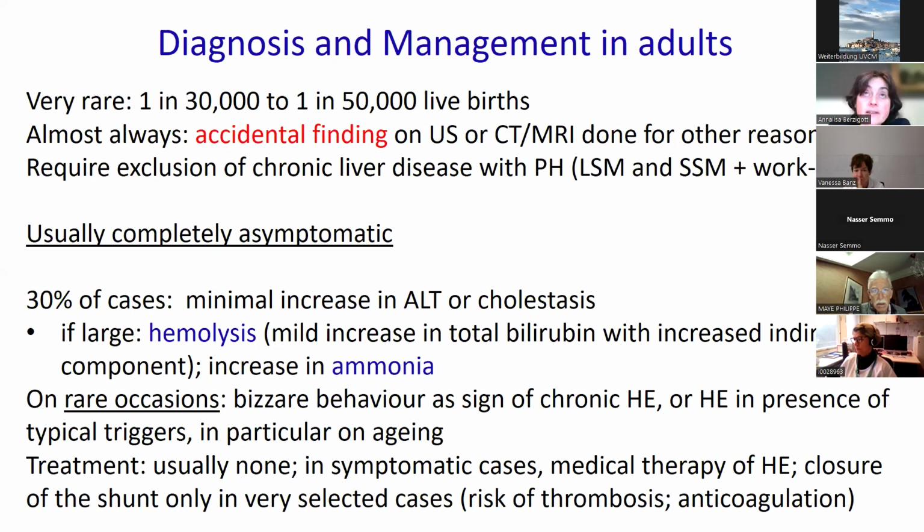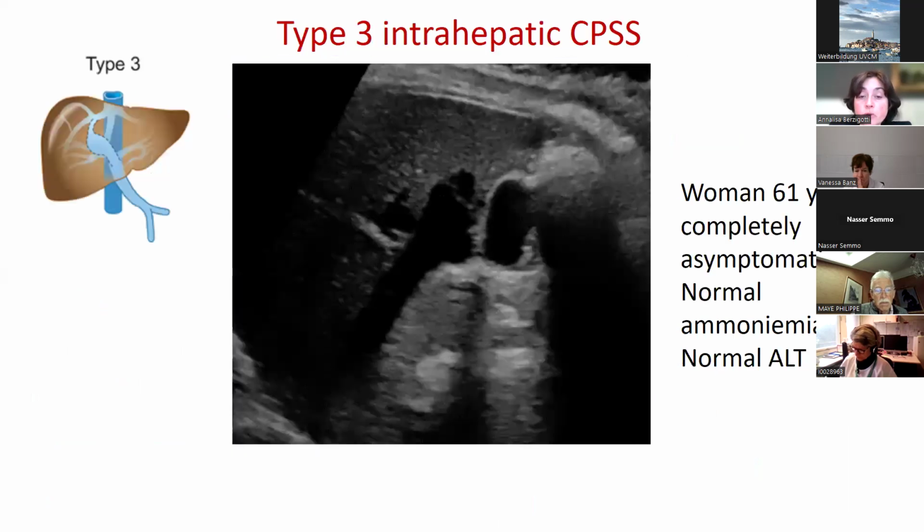And in children, usually there is a decision to close the shunt early in life to try to avoid retardation of growth. But we will stick to adult patients because this is what we see. This is a case we observe in our department.